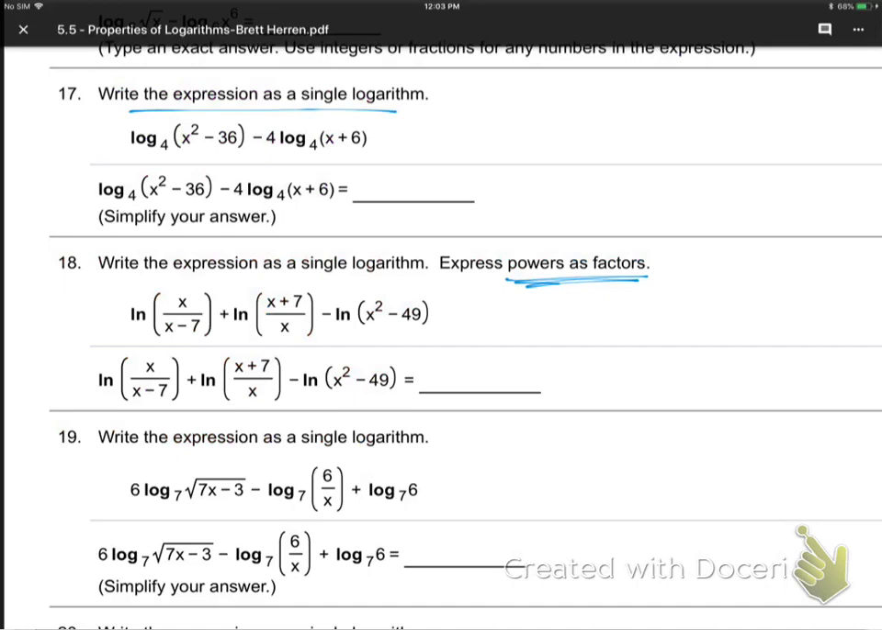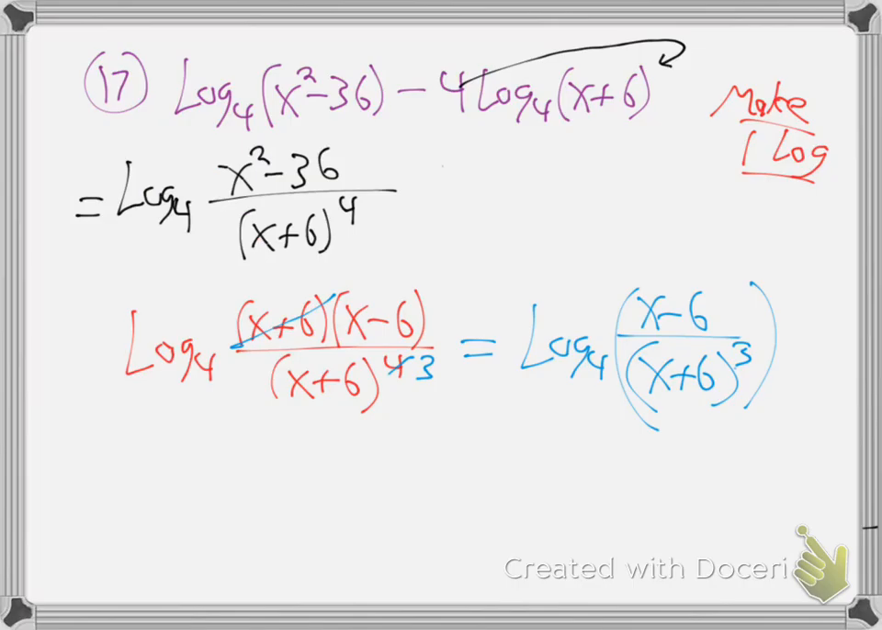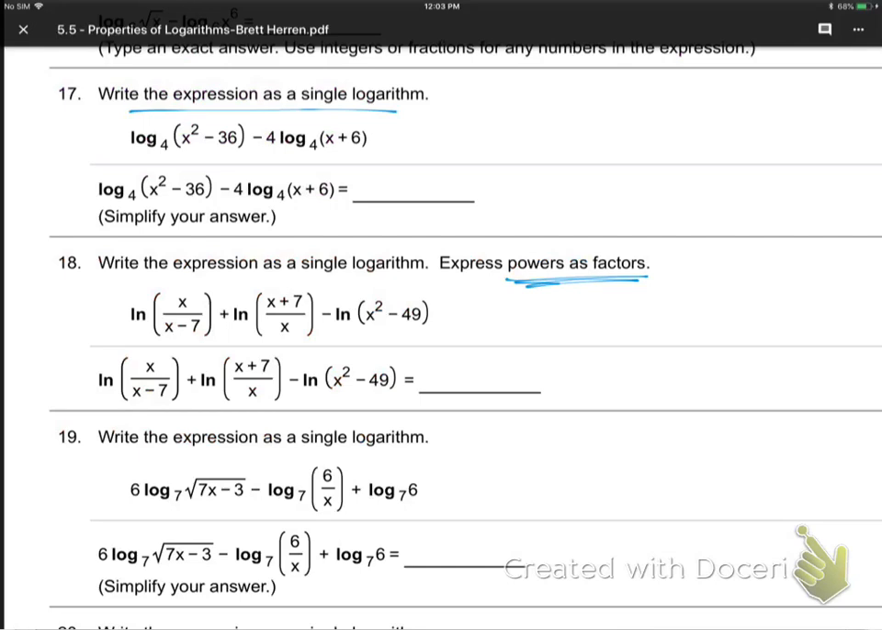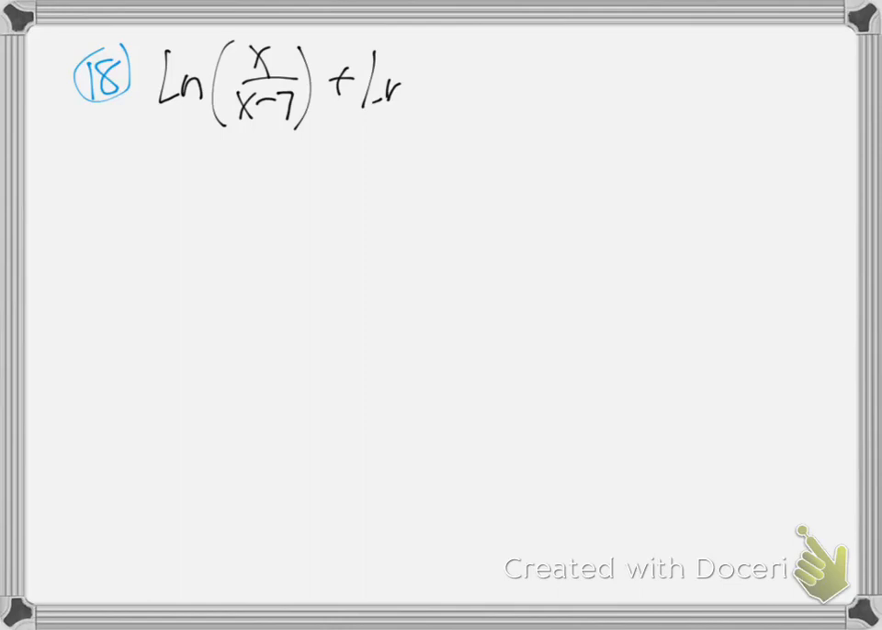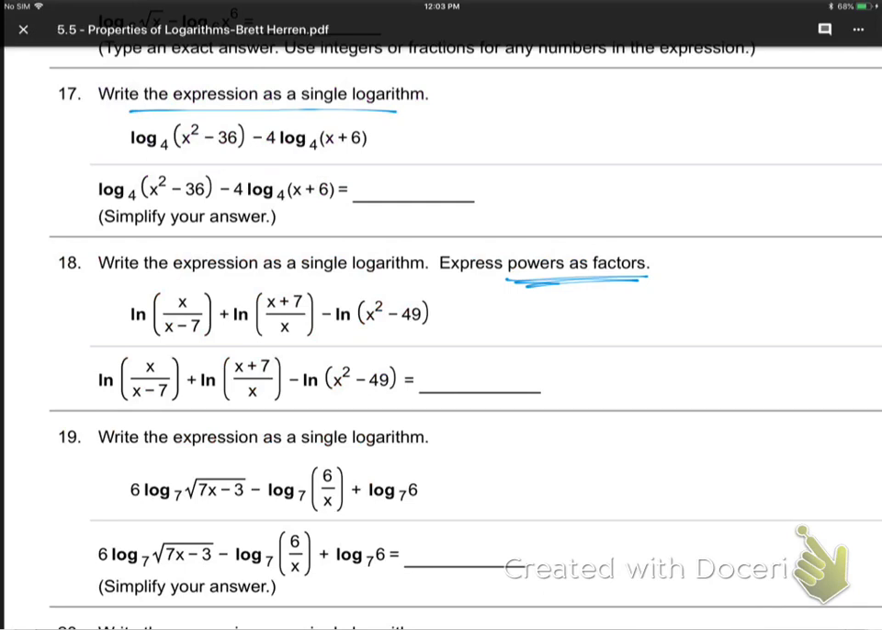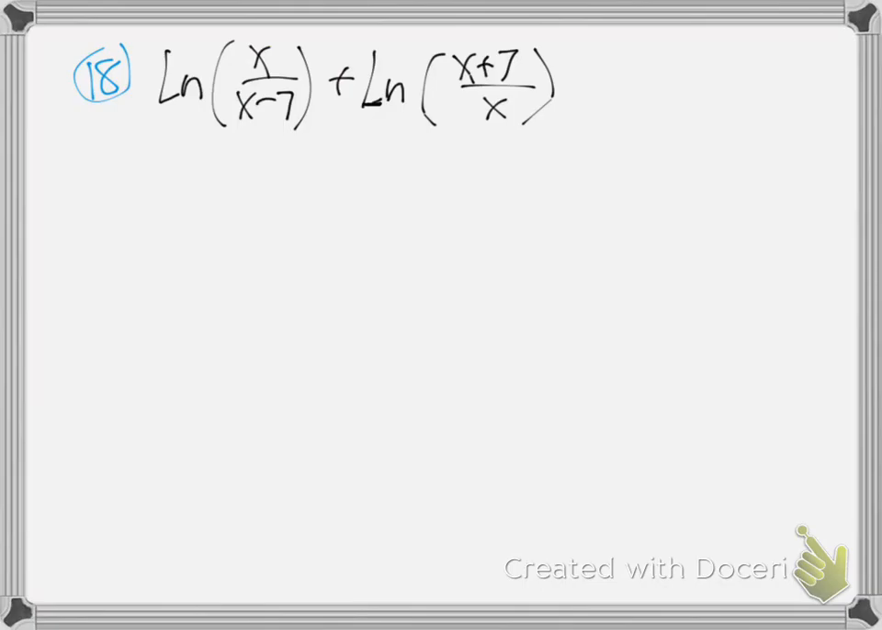All right. Number 18 is a little messy. We're getting close. That's close to the worst of it. Number 18: ln of x over x minus 7, plus ln of x plus 7 over x, minus ln of x squared minus 49.